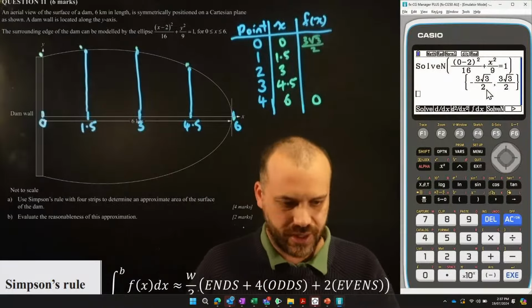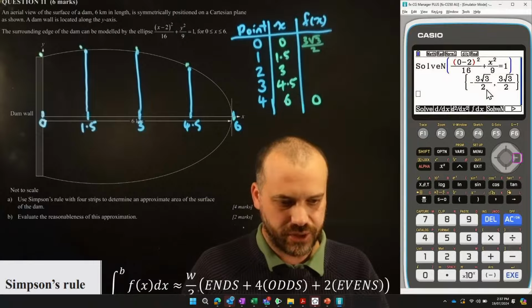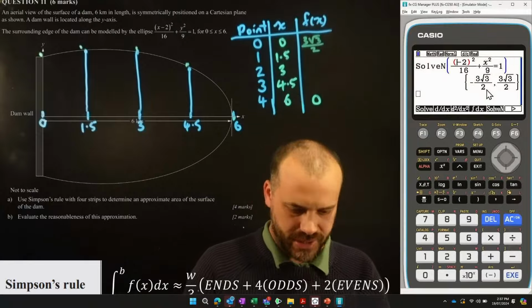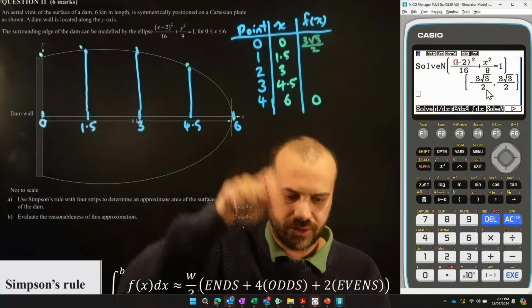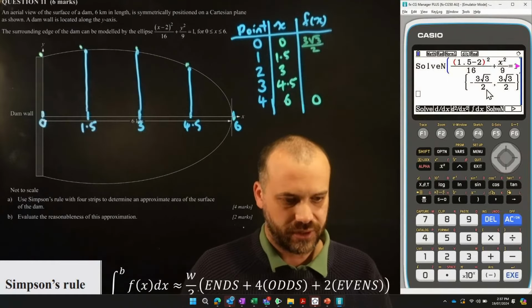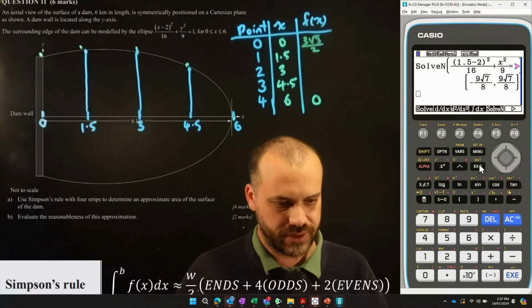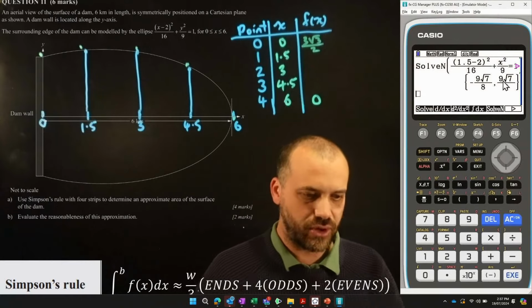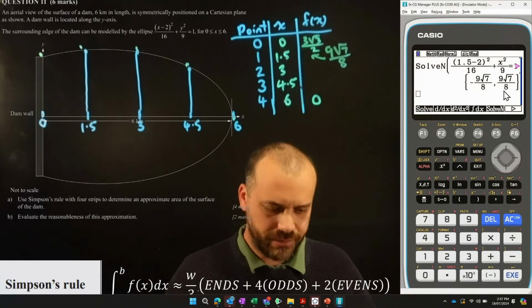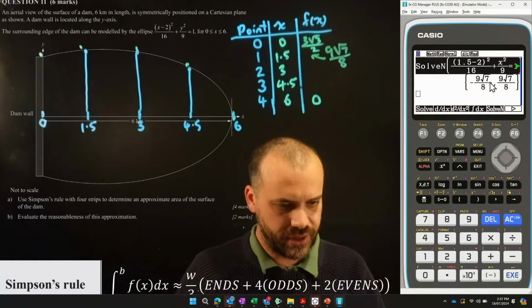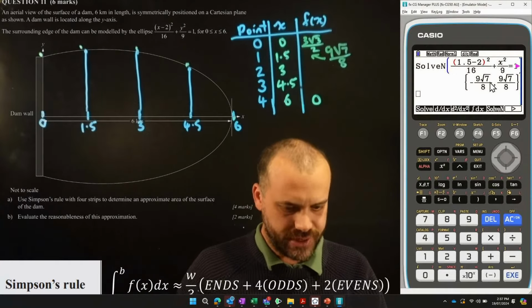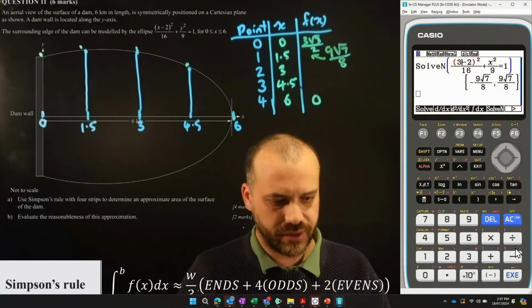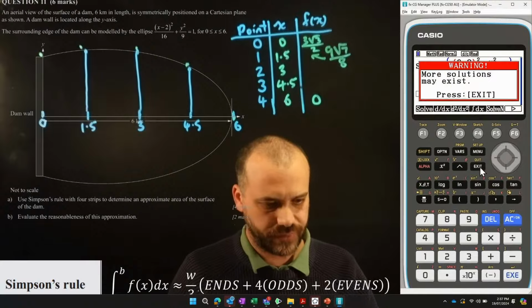Now that I've done that, I've really done the hard work, because now I can just scroll back up again, replace the 0 with a 1.5 and go again, exit, and then I get this answer, 9 root 7 on 8. Wish I had a bit more space. I'll fix that up in a second. Now I can replace that 1.5 with 3 and execute that.